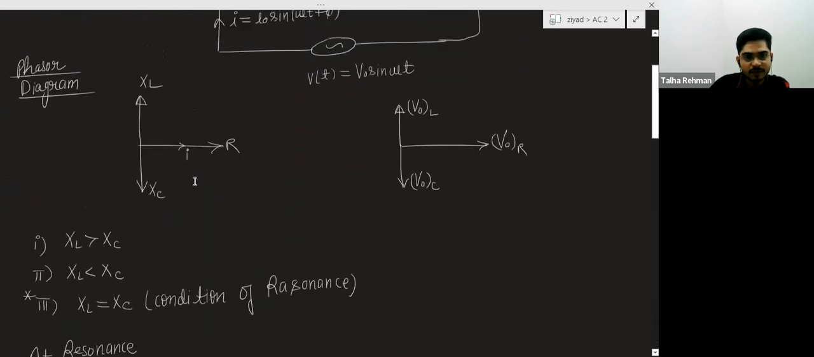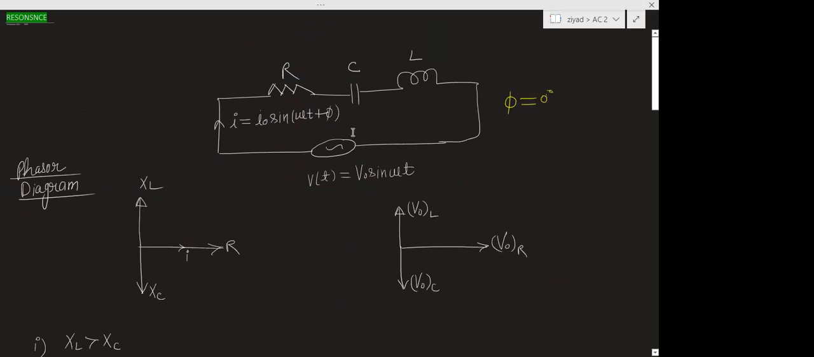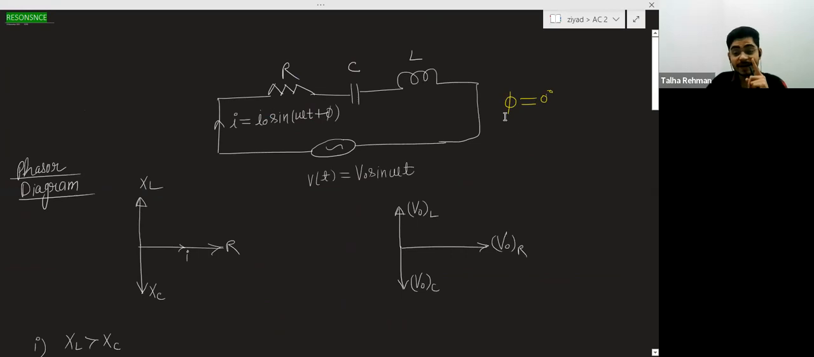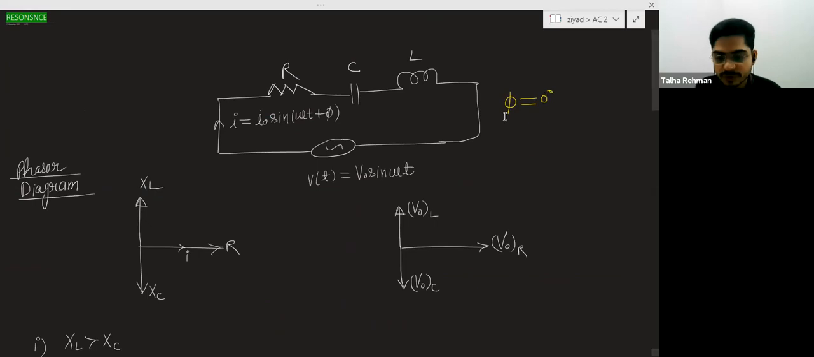So here this phi is equal to 0 only at resonance. Not only at resonance, though. What I want to say is, phi can be 0 in any other case too. Like in the case of a purely resistive circuit, we have seen that the current and the voltage are in the same phase, so there also phi is equal to 0.